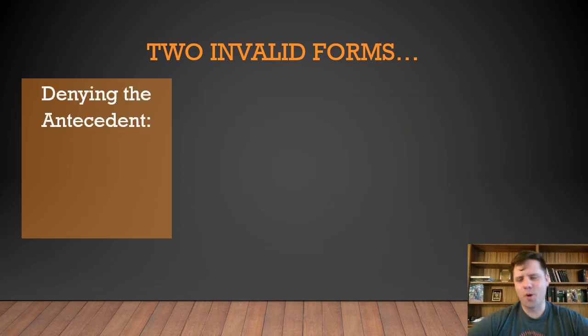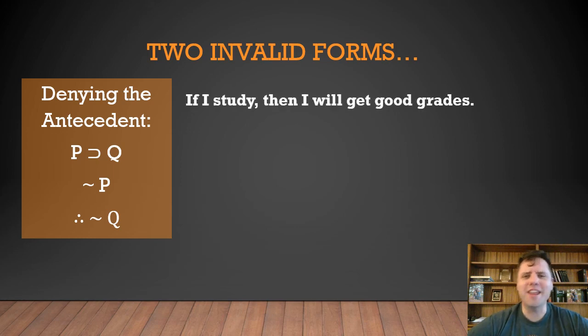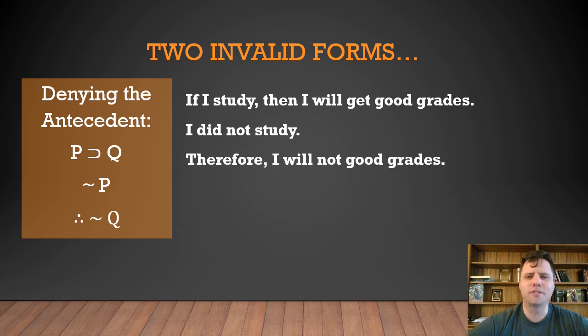Now, there's another form of invalid mixed hypothetical syllogism, and it's called denying the antecedent. And it looks like this. If P, then Q, not P, therefore not Q. Let's look at a couple examples. If I study, then I will get good grades. I did not study. Therefore, I will not get good grades.